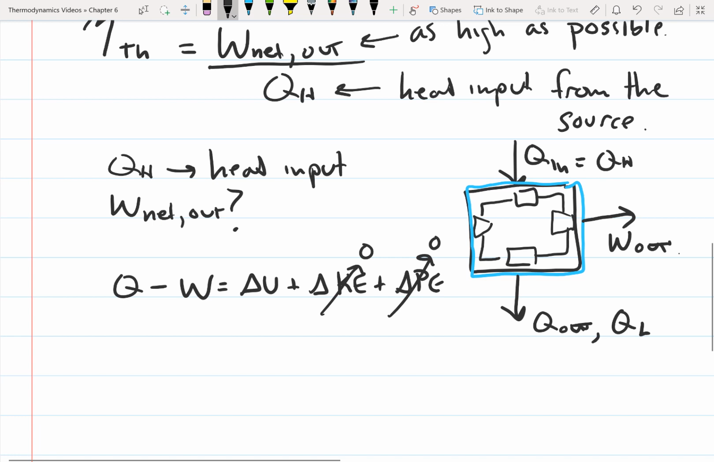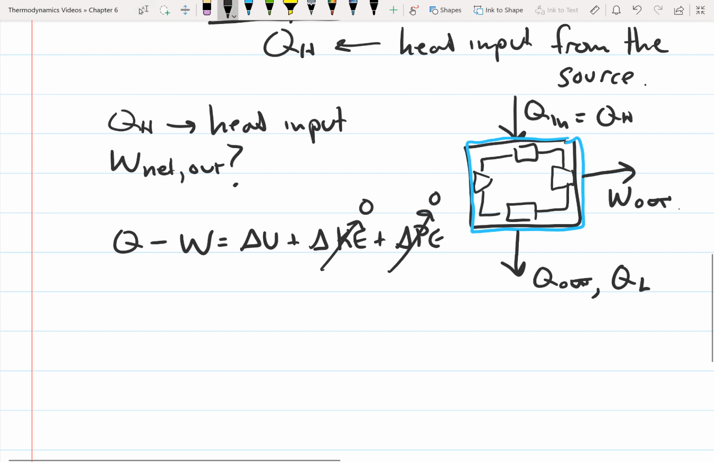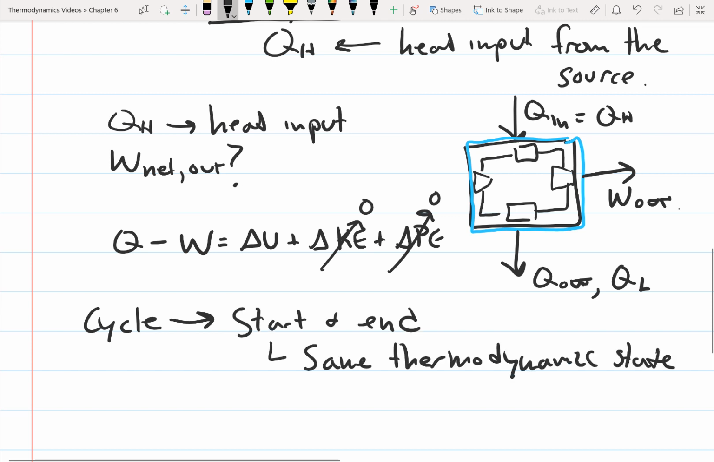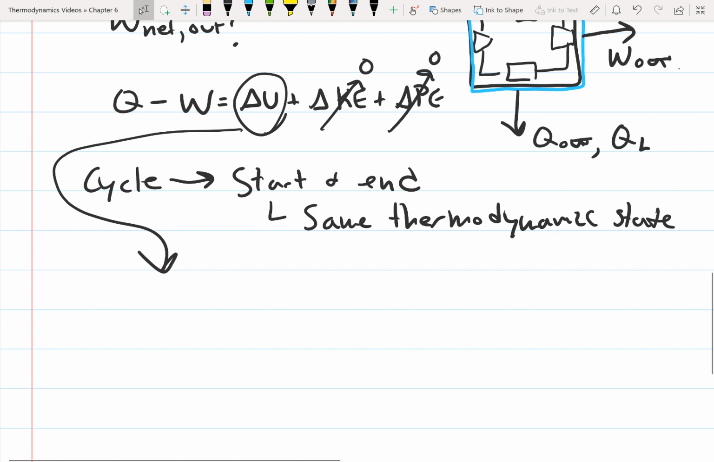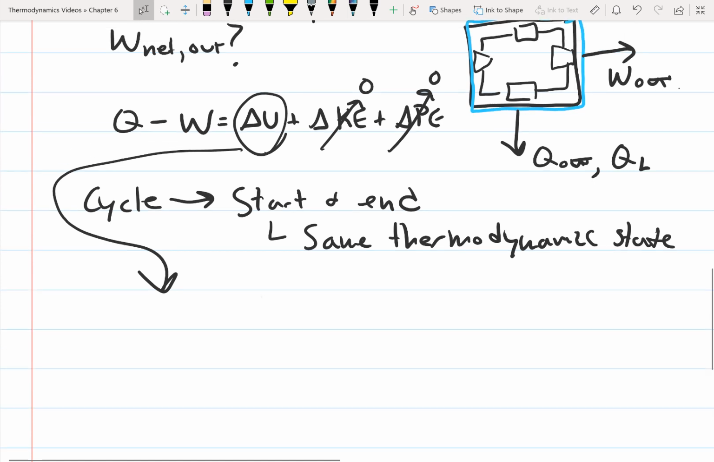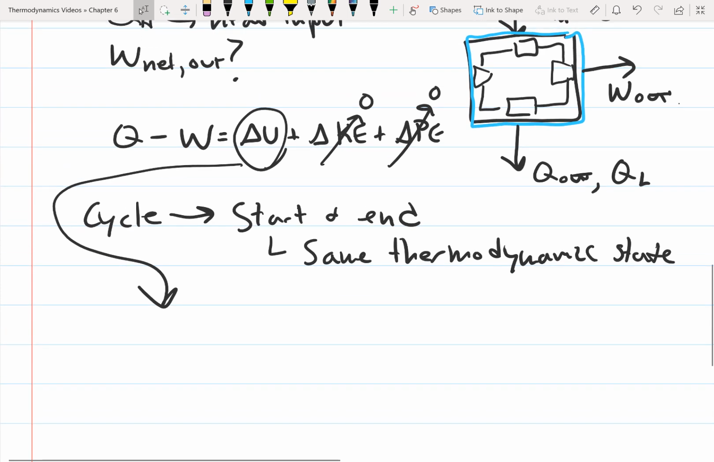If we look at this, this is operating on a cycle. What that means is that the beginning and ending of the cycle are at the same thermodynamic state. So the start and end are the same thermodynamic state. So if we look at this change in internal energy, remember internal energy is a state function, so it doesn't depend on the path that the system takes. So basically, if we're at the same thermodynamic state at the beginning and the end, that means that delta U has to be equal to 0.